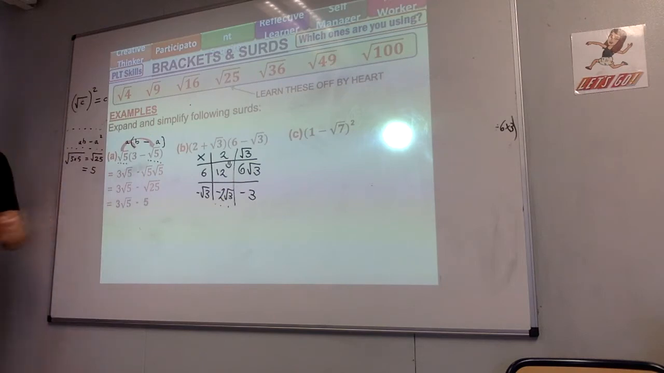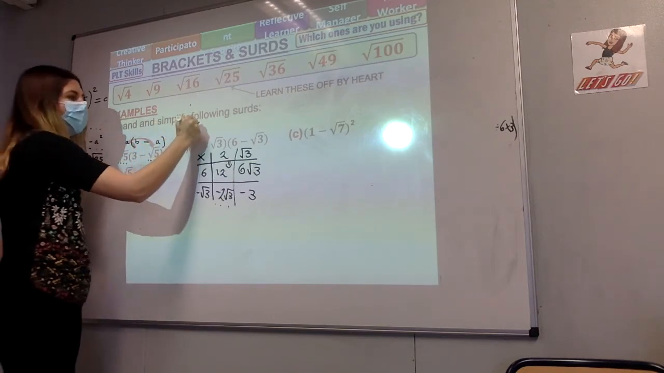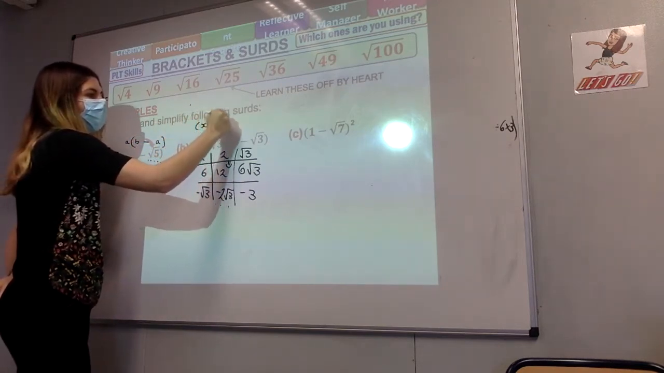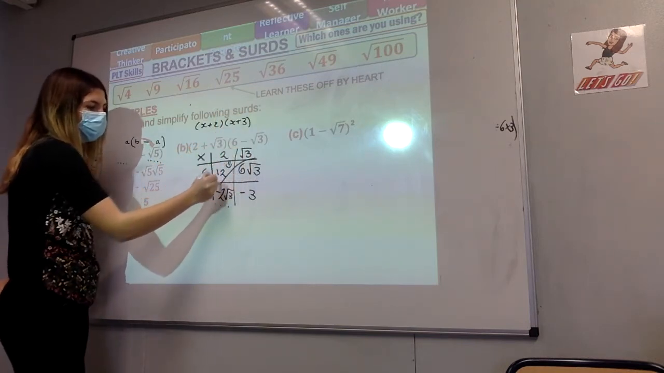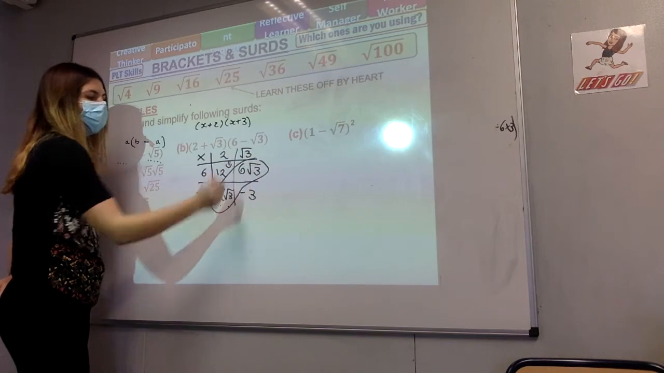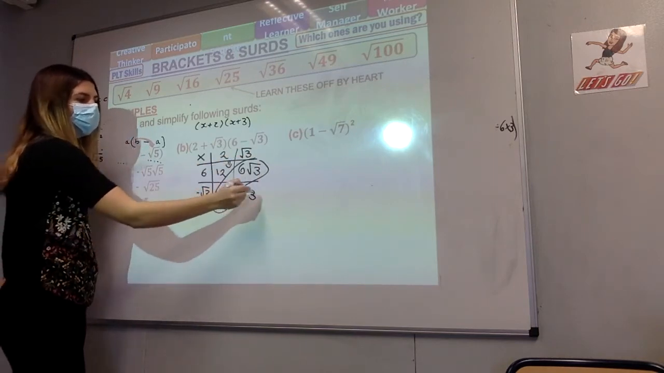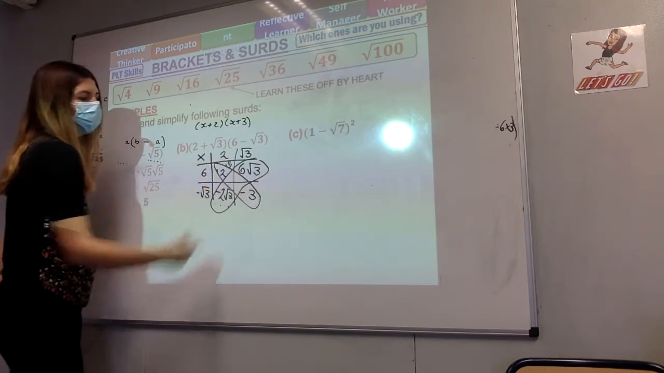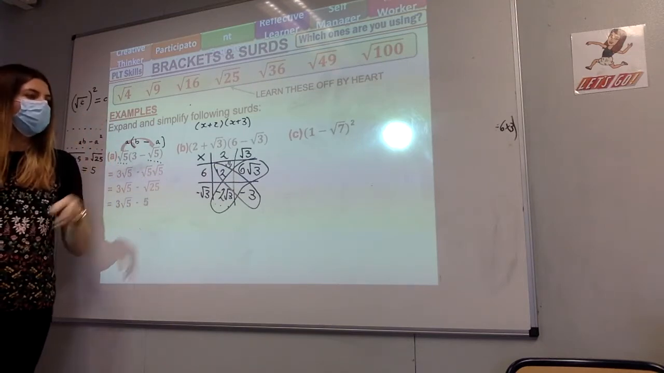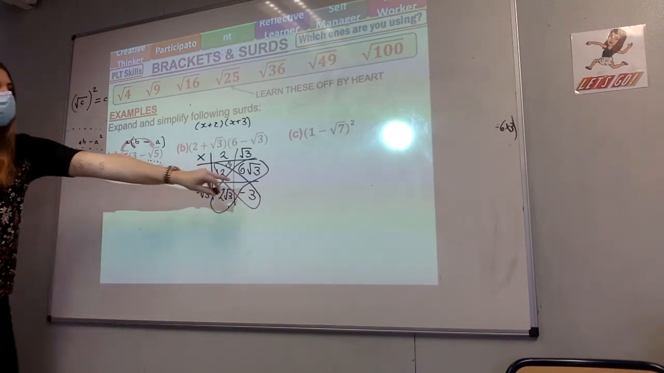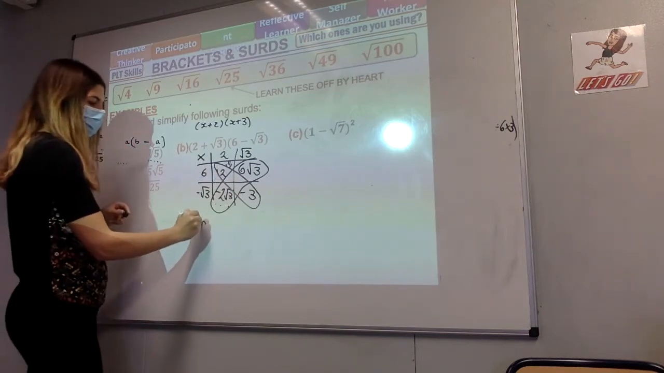Now in normal expanding brackets, when you have an x plus 2, x plus 3 situation, you can just simplify this diagonal. However, in this one, you can simplify this diagonal and this diagonal. So we end up with just 2 parts of our answer. 12 minus 3 is 9.